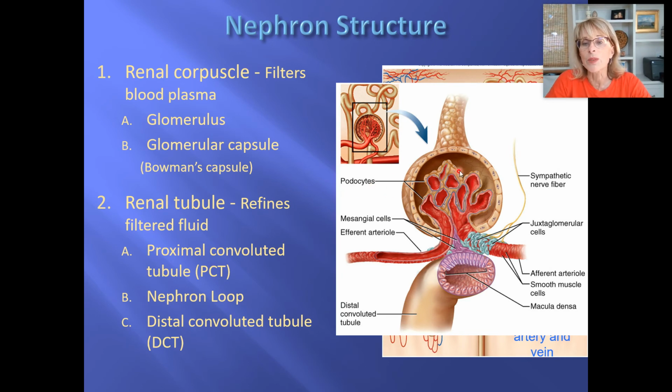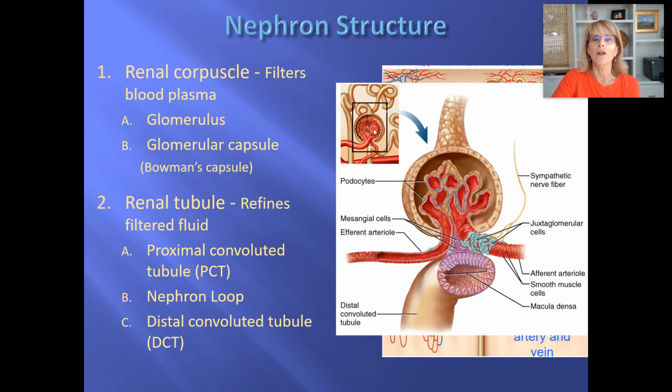And then it'll be like springing out here into this space in Bowman's capsule, and it'll get caught, boom, by the parietal layer of Bowman's capsule. And from there, it'll get sent into the tubules. And this right here, it's important for you to know, that is the beginning of the proximal convoluted tubule. That's the beginning of the proximal convoluted tubule.